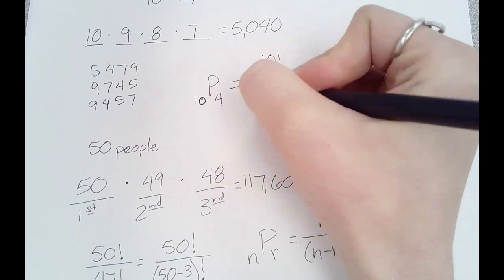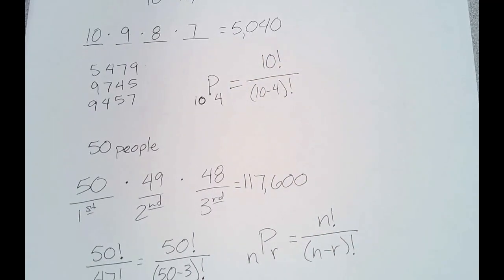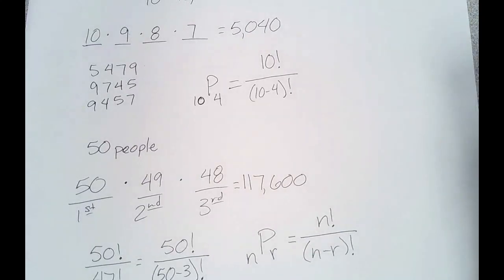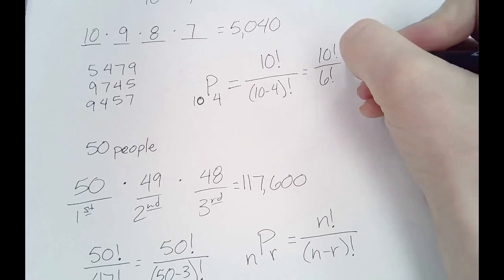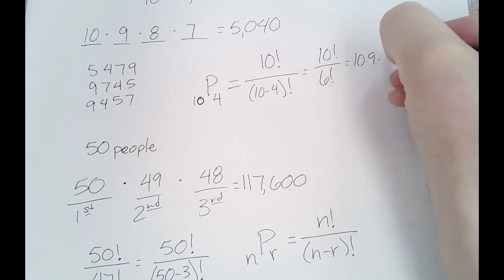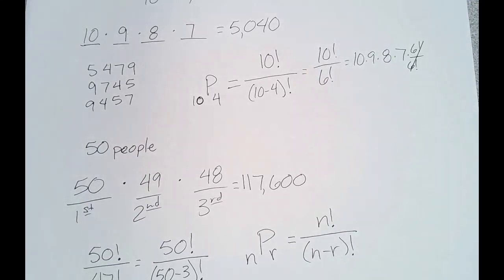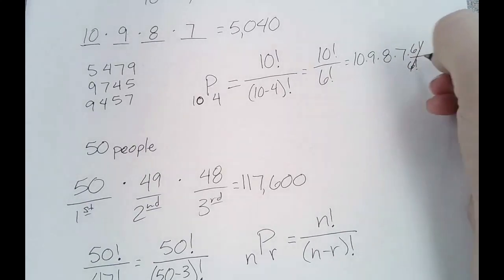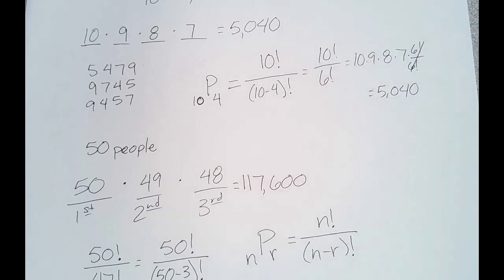So this would be 10 minus 4. That's how we would put that into our permutation. So that's just 10 factorial divided by 6 factorial, which is 10 times 9 times 8 times 7. And then the 6 factorial from the top and the 6 factorial from the bottom reduced to 1. And we're left with exactly what we had before, the 5,040 options.